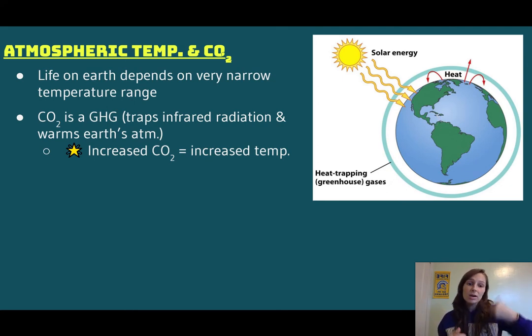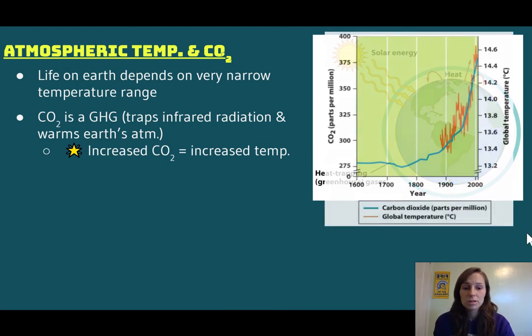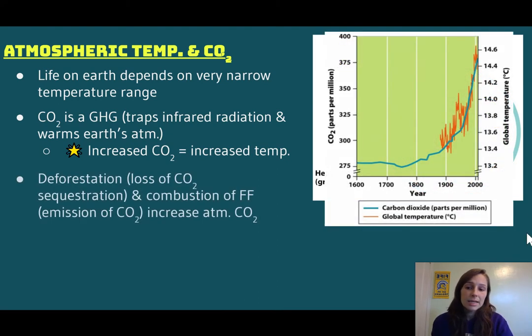So this is why when we increase carbon dioxide in the atmosphere, that leads to increased temperatures. And as we can see, over time, especially in the past 100-ish years, there has been such a drastic increase of the carbon dioxide that is in the atmosphere. And because it leads to changes in temperature, which impacts climates, this is why we monitor it and we're concerned about the patterns that we see.